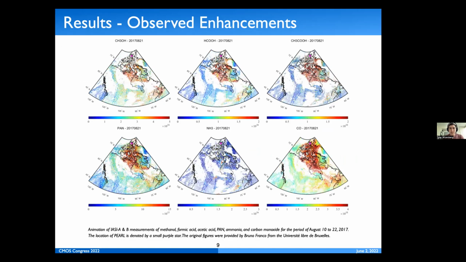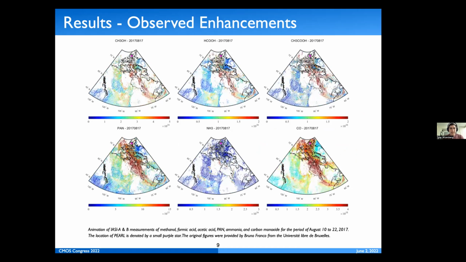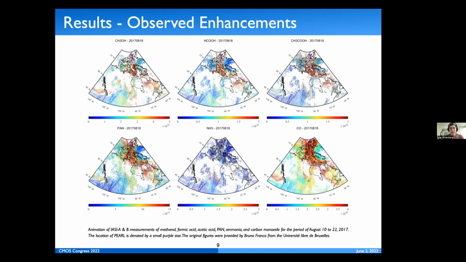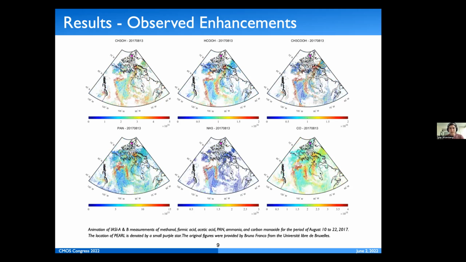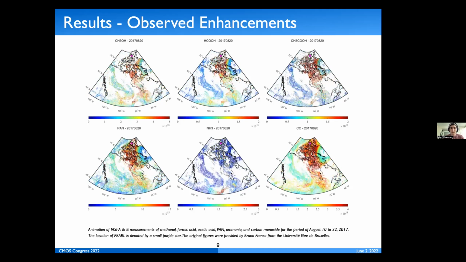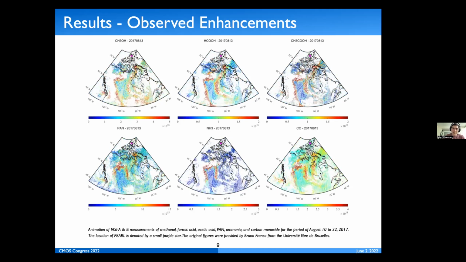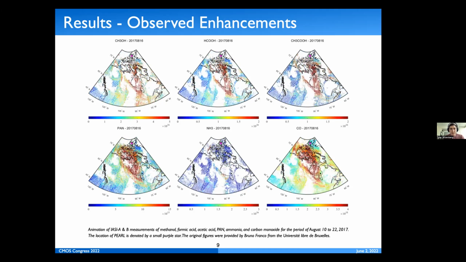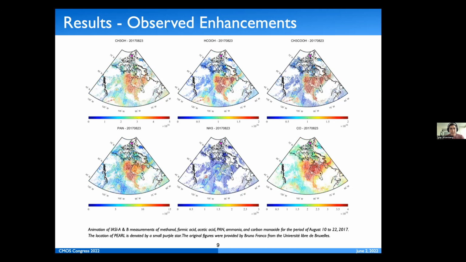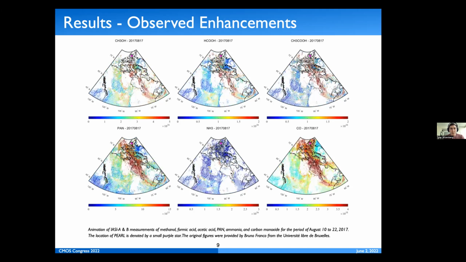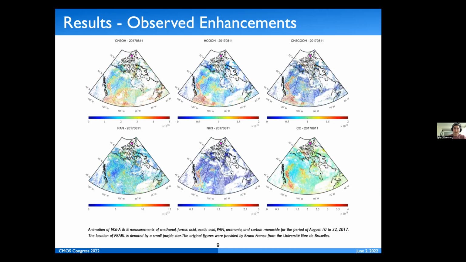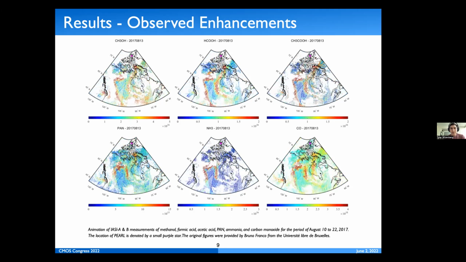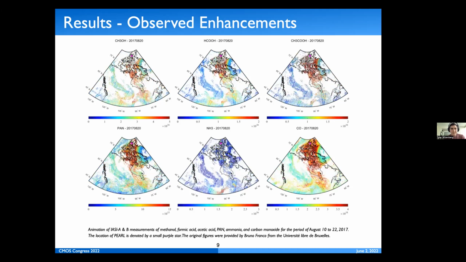So here is an animation I put together of EASI data over the high Arctic region during these August 2017 wildfires. From the top left going clockwise, we have methanol, formic acid, acetic acid, CO, ammonia, and PAN. In particular, I want to draw your attention to the CO and PAN panels because they really show the spatial extent and the magnitude of this enhancement that this wildfire plume caused over the entirety of the high Arctic region. It might be a bit hard to see, but the location of Eureka is marked by a little purple star towards the top of each panel.